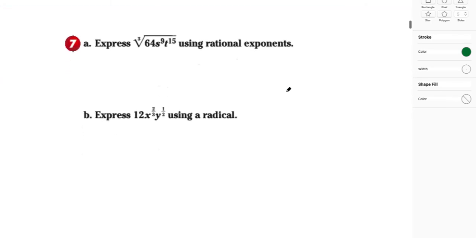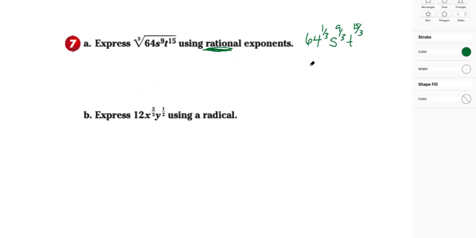All right, so number 7, we have to express this using rational exponents. I want you to hear ratio in the word rational exponents. So we're looking at ratios or fractions. So we want to use fractional exponents. So this isn't too bad. 64, we're taking the 3rd root of 64, so that's 64 to the 1/3, and that's going to be multiplied by s to the 9/3, and then t to the 15/3, which is 5. And so we've done that.